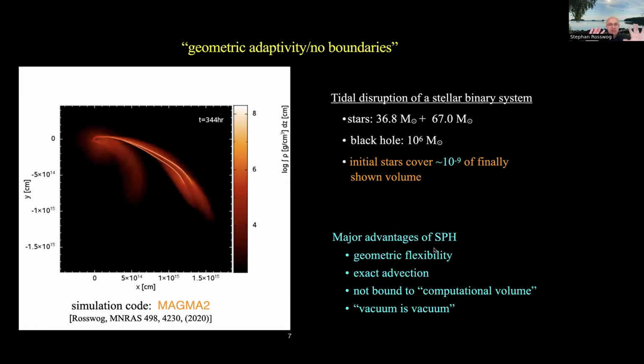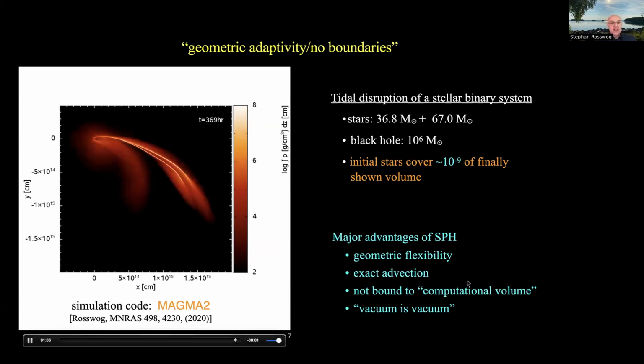And just to stress this, here you see the major advantages, and one is geometric flexibility. So there's no grid or anything. The particles can just go where they want to go. Advection is exact. We are not bound to any computational volume, and the case of vacuum also doesn't cost anything. Just to also state this, the stars that you have seen in the initial frame, those little two dots, are now something like 10 to the minus 9 of the volume that you see right now. But this is not an issue because the only thing you're evolving is the particles. So this is just kind of like my sales pitch for the particle methods.